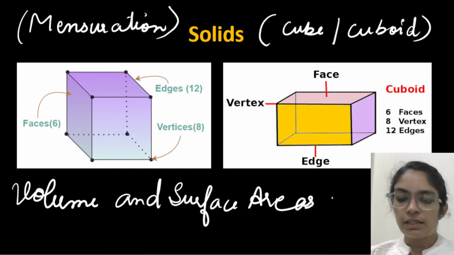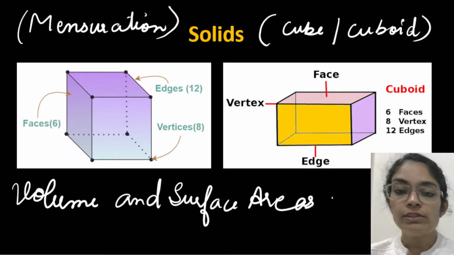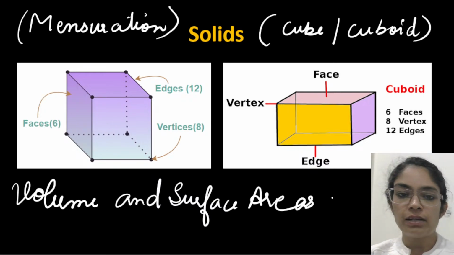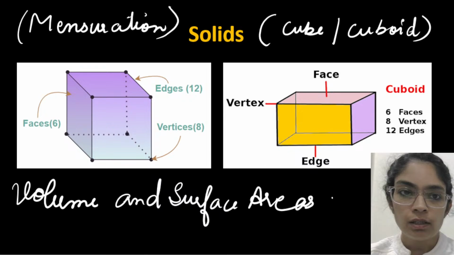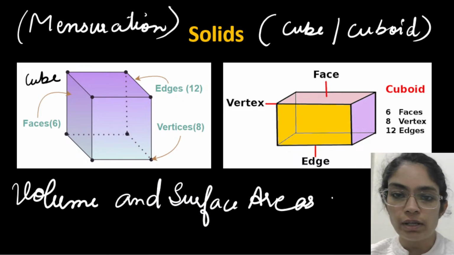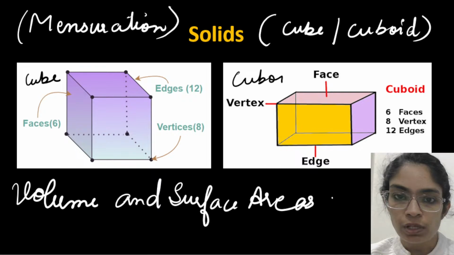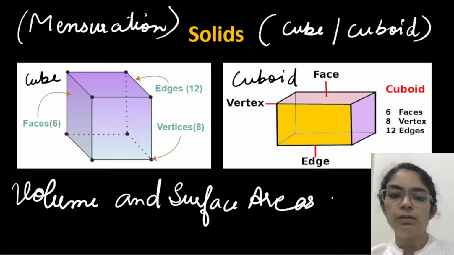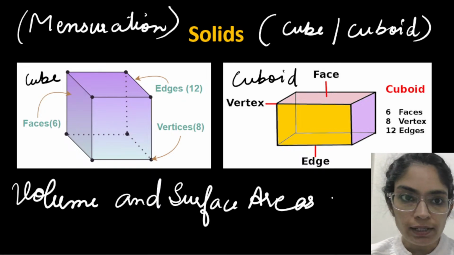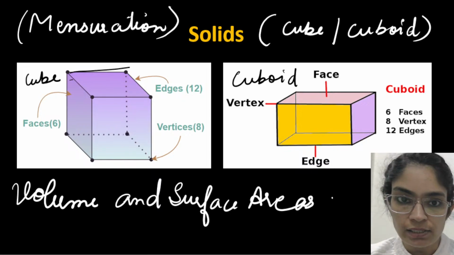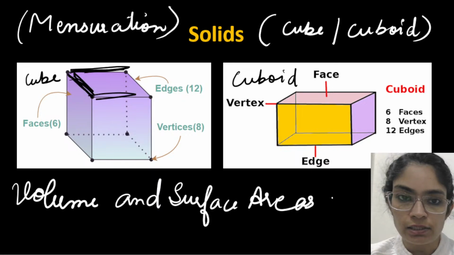So I will not do an in-depth explanation. I will just give you the formulas. Here you can see this is a cube. Cube looks like this, you might be aware also, and this is a cuboid. So these are three-dimensional solids. So here the cube has 12 edges, and the edge length we will mostly write as a. This is the edge length, the length of its side.